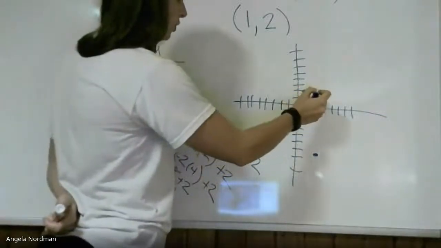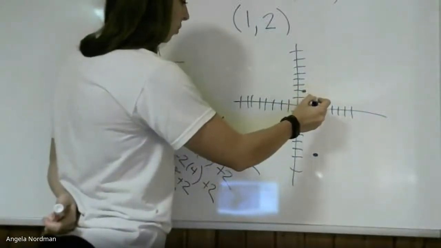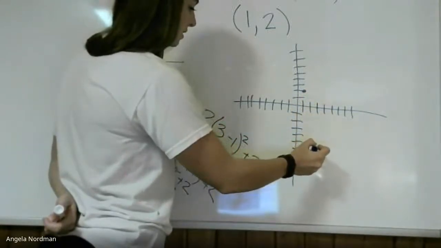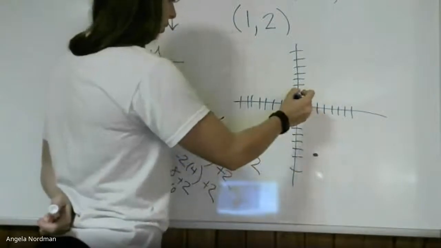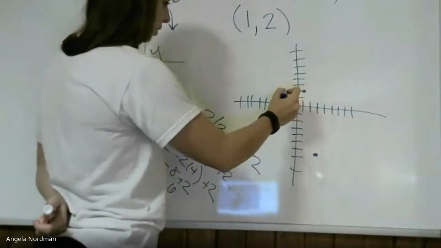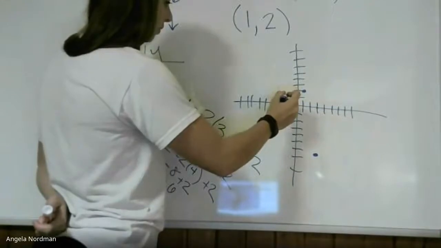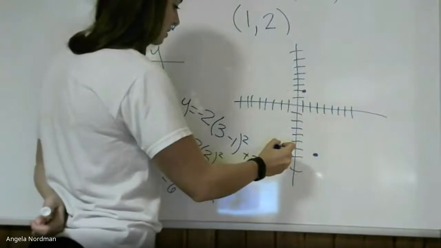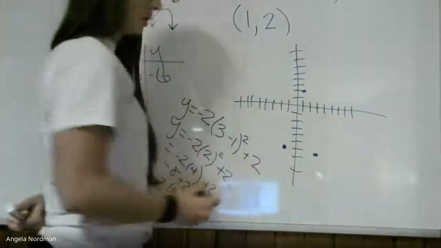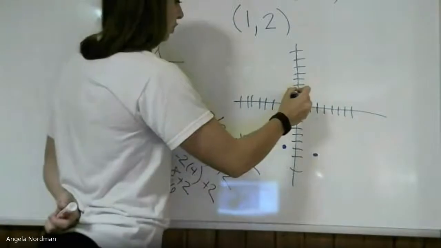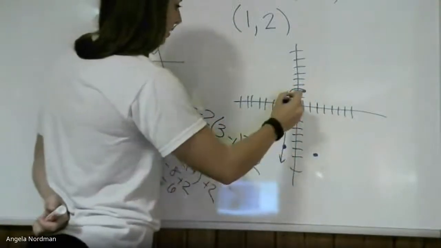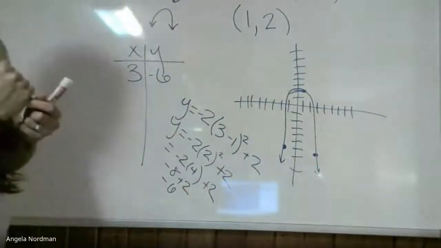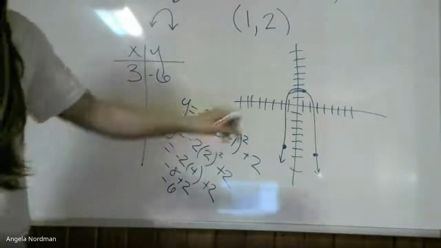So I went over 2, down 1, 2, 3, 4, 5, 6, 7, 8. So I'm going to go left 1, 2, and then down 1, 2, 3, 4, 5, 6, 7, 8. And my point is mirrored. Okay, now I'm going to go ahead and draw my parabola. That was kind of an awful parabola, but you can kind of get the gist of it. Okay, so mirror your point.